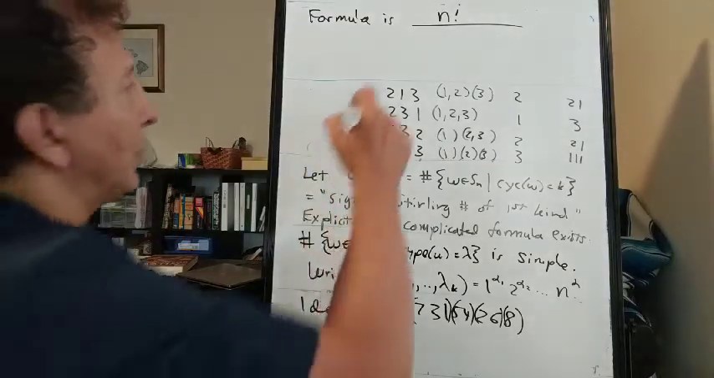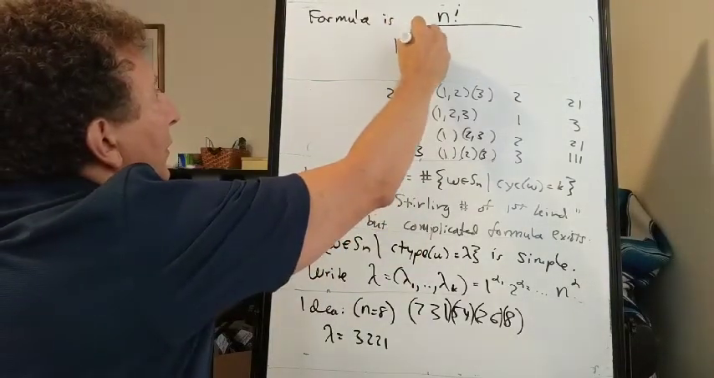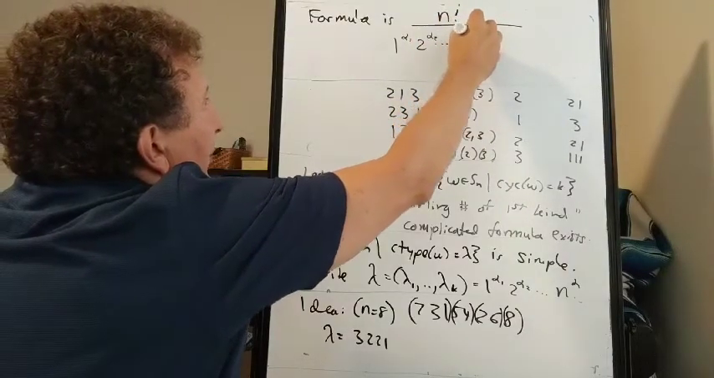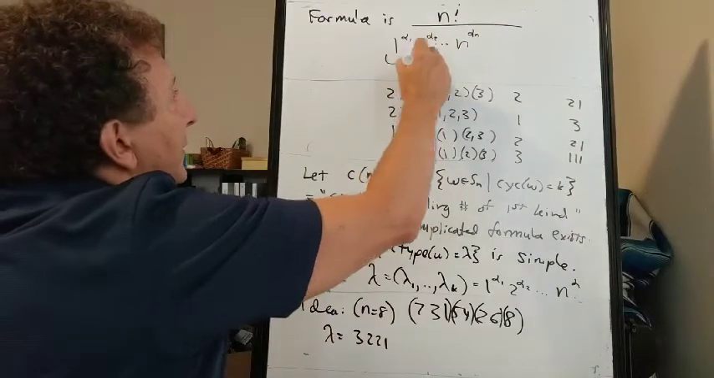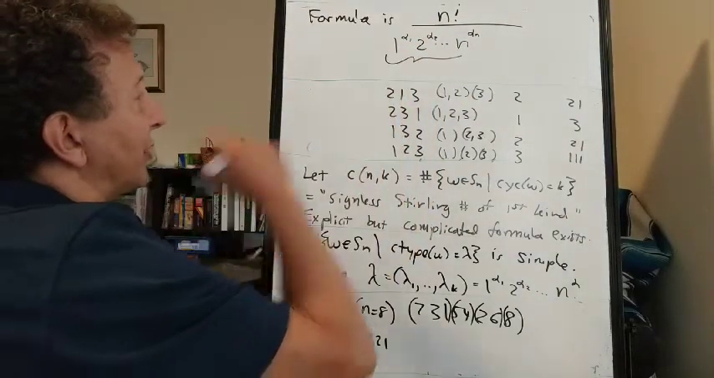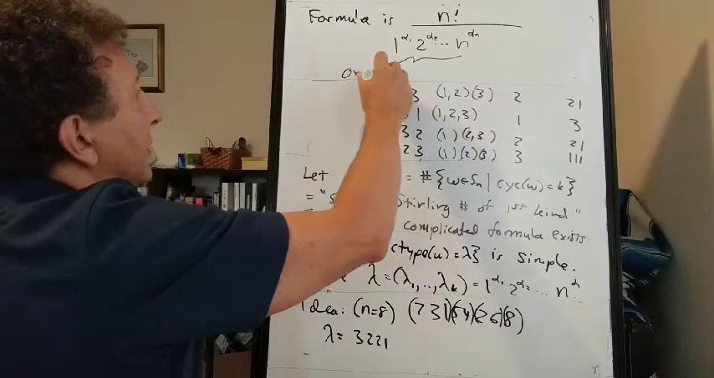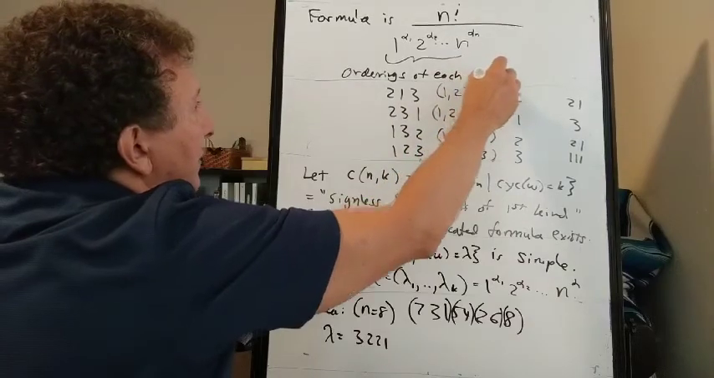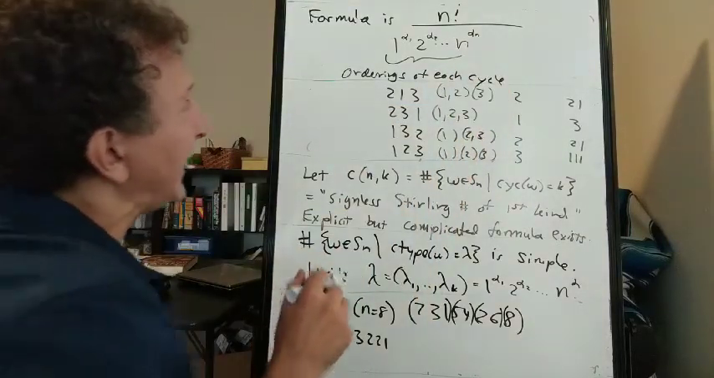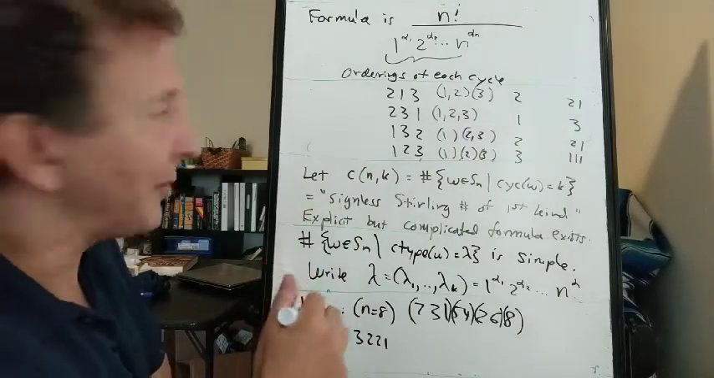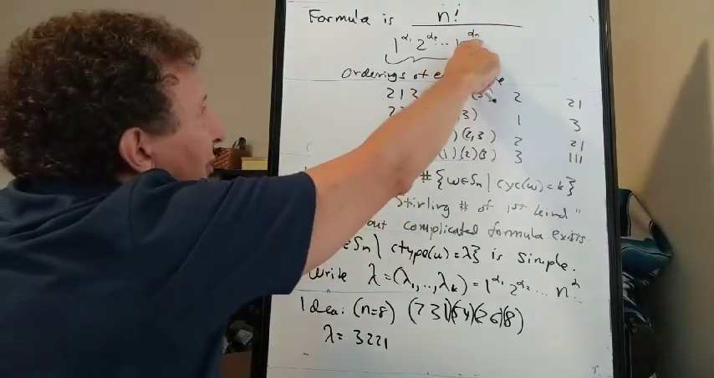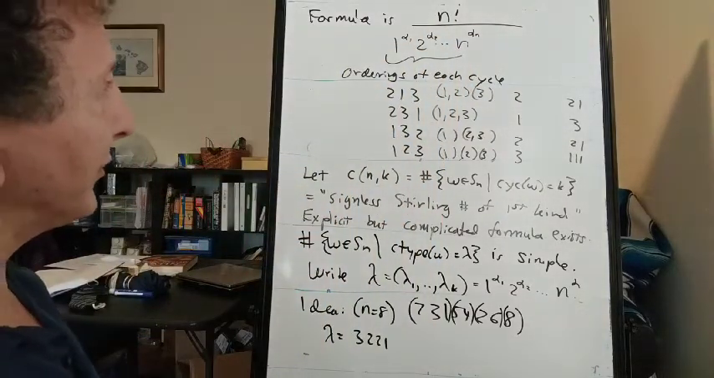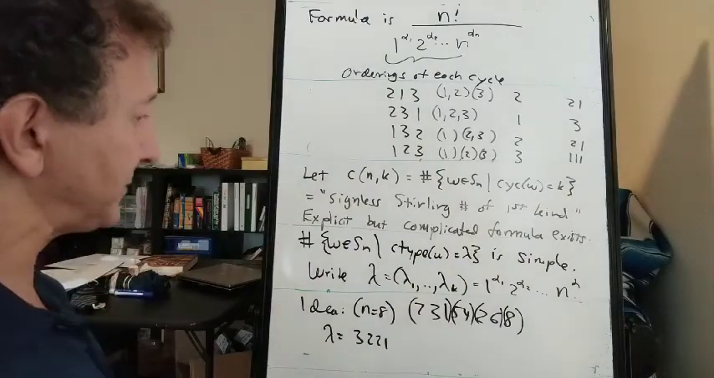So we want to divide by this because of the different ways to write each cycle, so the orderings of each cycle. And if there's no cycles of size n or no cycles of some other size, then our exponent is going to be 0, and then this integer to the 0th is just going to be 1, so we'll be dividing by 1. So it doesn't matter if these cycles don't actually occur.